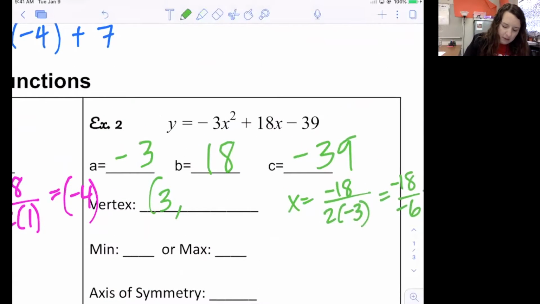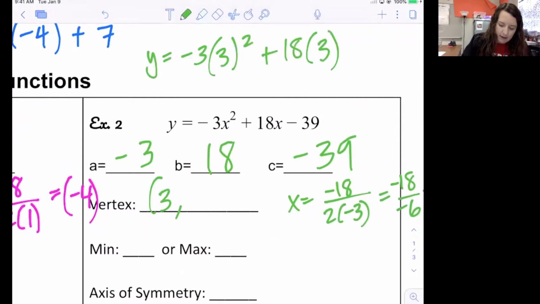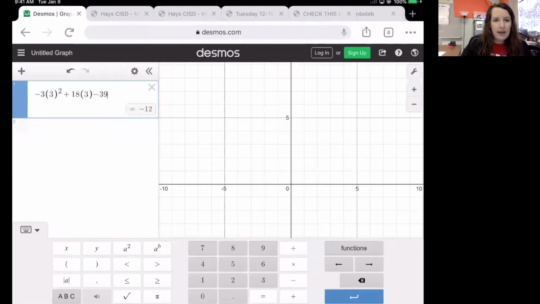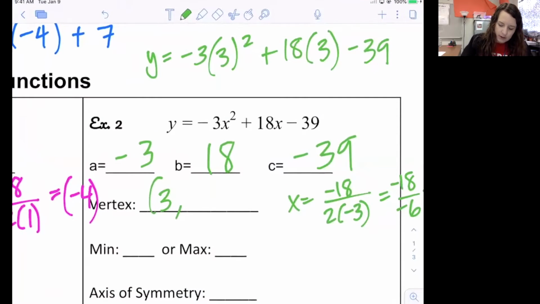To get the y value, we plug it in. So the y value of the vertex is negative 3 times 3 squared plus 18 times 3 minus 39. If we come over here to Desmos, I've already got that typed in, and we get negative 12 for our y value. So the vertex is (3, negative 12).